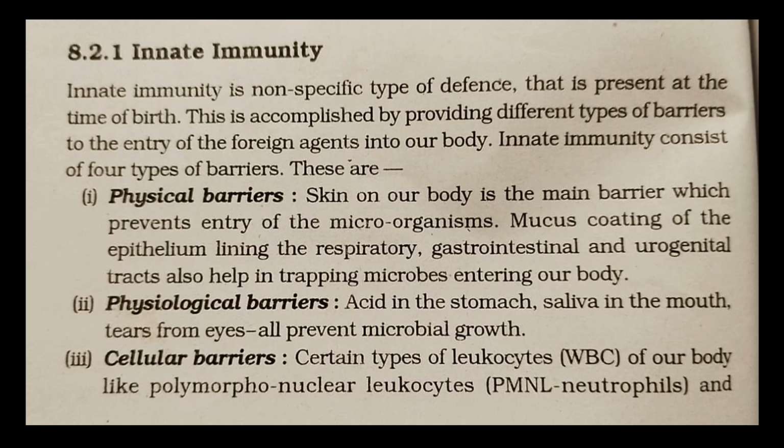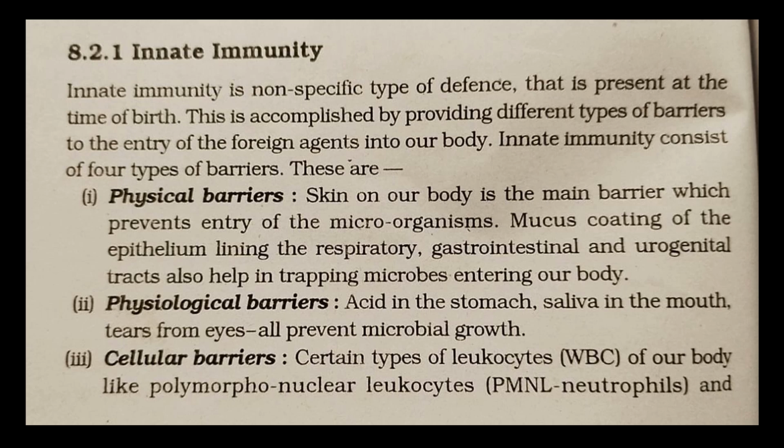Innate immunity. Innate immunity is a non-specific type of defense that is present at the time of birth. This is accomplished by providing different types of barriers to the entry of foreign agents into our body. Innate immunity consists of four types of barriers. These are physical barriers. Skin on our body is the main barrier which prevents entry of the microorganisms. Mucus coating of the epithelium lining the respiratory, gastrointestinal and urogenital tracts also helps in trapping microbes entering our body.